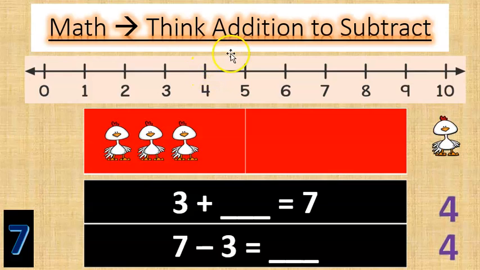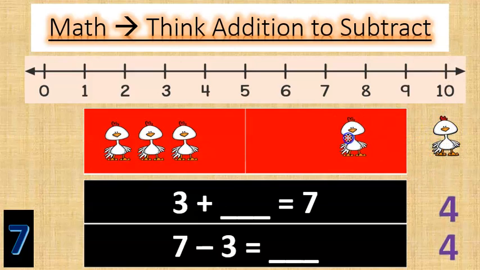1, 2, 3, 4. Let's do it again. Here we go. One more time. Count with me. 1, 2, 3, 4. So boys and girls, how many chickens do we need to insert here? How many? 4. Good job.